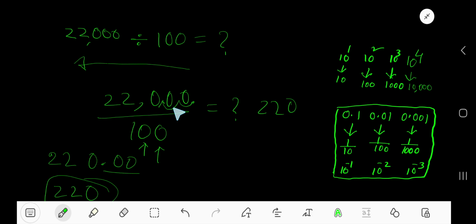This number is 100 times smaller than this number.